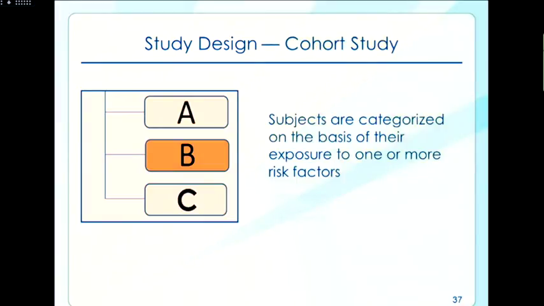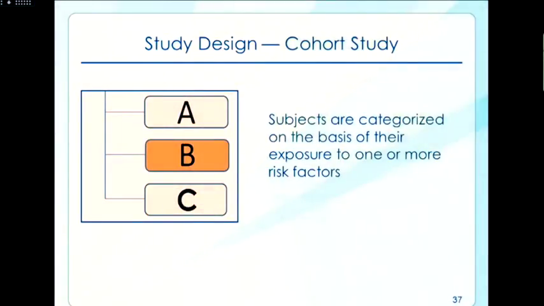In the cohort study, the epidemiologist selects a population, then categorizes everyone in that population by whether he or she was exposed to one or more risk factors of interest. Participants are followed over time to determine whether a particular health outcome actually develops. So here's an example of a cohort study.